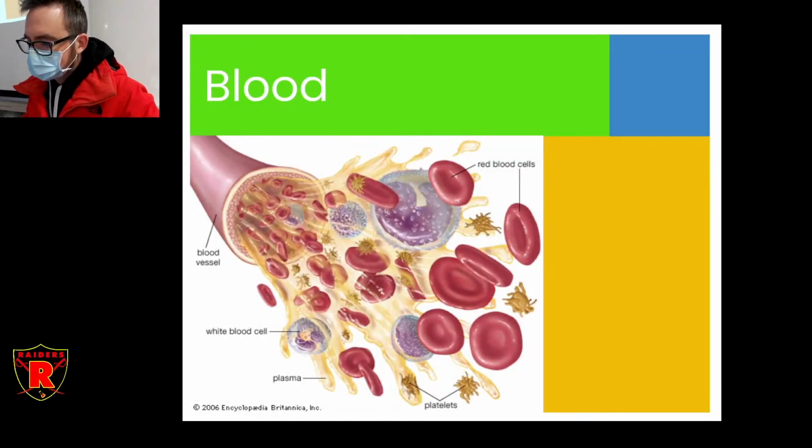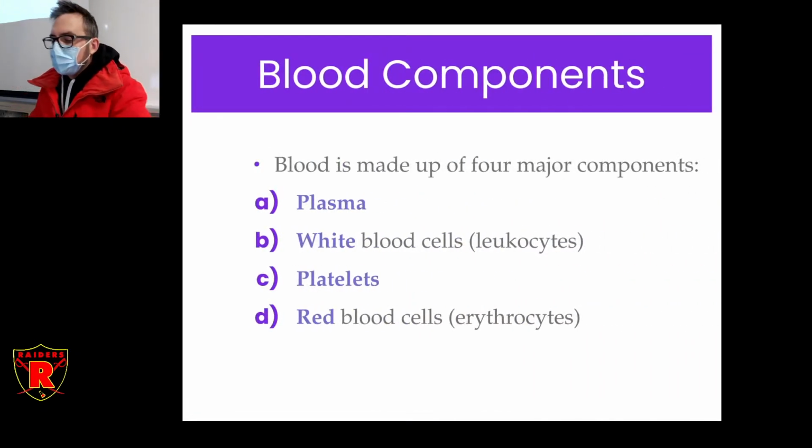Okay, let's take a look at some of the components of the blood. So I'm going to go into detail here and talk about what's actually in your blood. When you give a blood sample, what's in that thing? There are 4 major components in your blood. The first one is plasma.